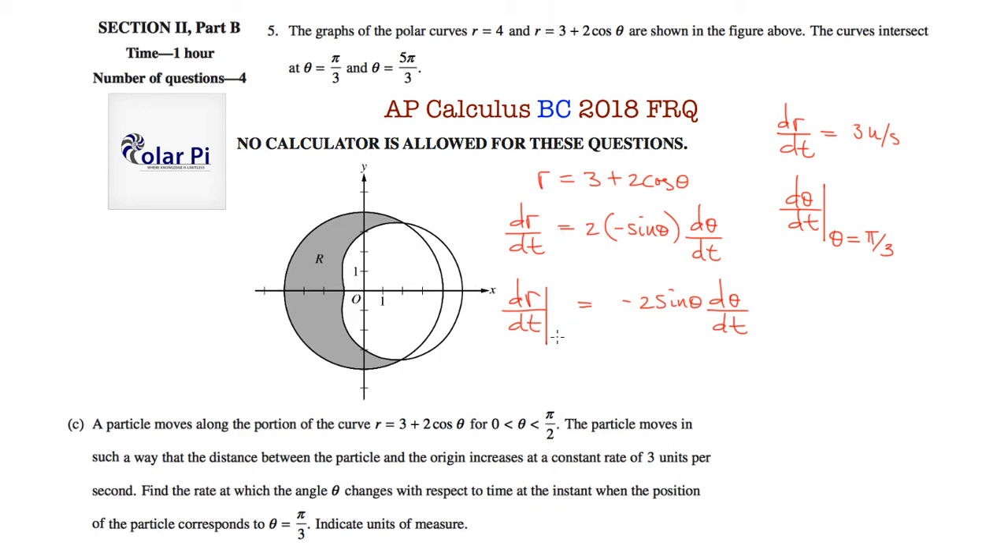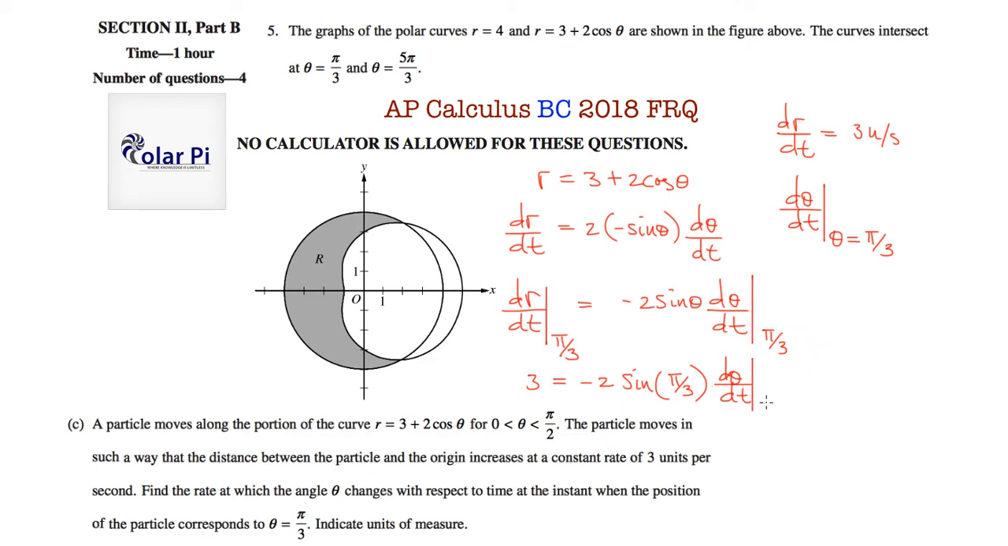And we evaluate the left side at pi over 3. Notice that we are told that the rate of change of r is constant and it's equal to 3. So it doesn't depend on the value of theta. So regardless of where we evaluate between 0 and pi over 2, the left side is just going to be 3. So we've got 3 equals negative 2, and then I evaluated the left side, so I have to evaluate the right side also. So when I evaluate the right side at pi over 3, I'm going to get negative 2 times sine of pi over 3 times d theta dt evaluated at pi over 3.